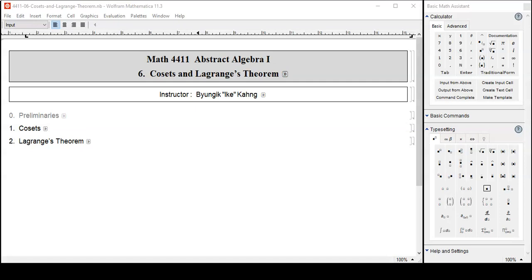Hello Math 4411 students, let's begin lesson 6, Cosets and Lagrange theorem.